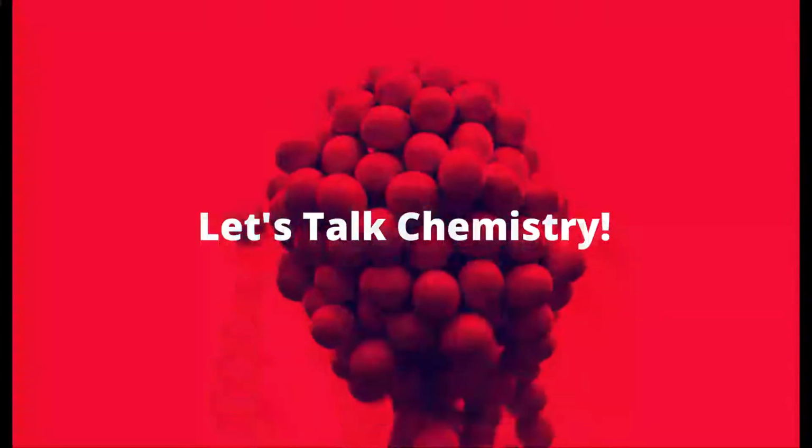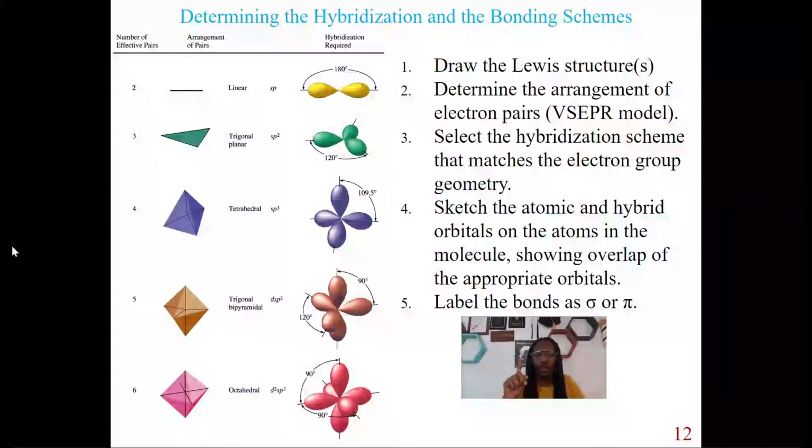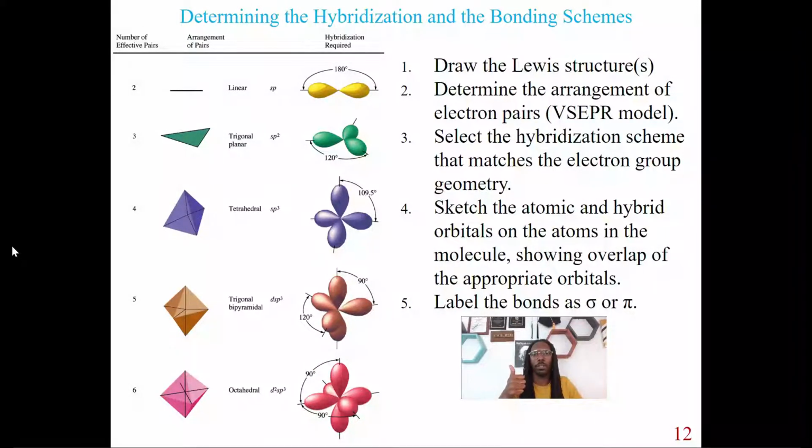Let's talk chemistry. So the very first thing you're going to do is draw your Lewis structure. You've got to know how to draw your Lewis structure for these, right? Once you have your Lewis structure, then you're going to determine the arrangement of your electron pairs based on the VSEPR model. So you see, you've got to use what you learned before in order to even do this. All right, so you've got to do Lewis and VSEPR.